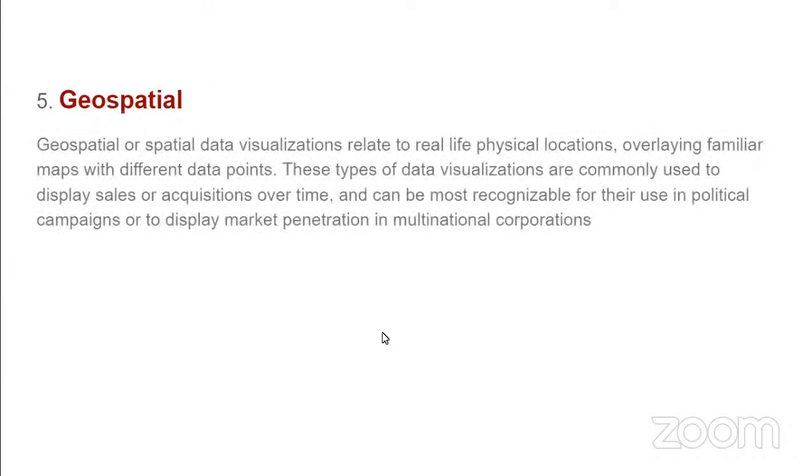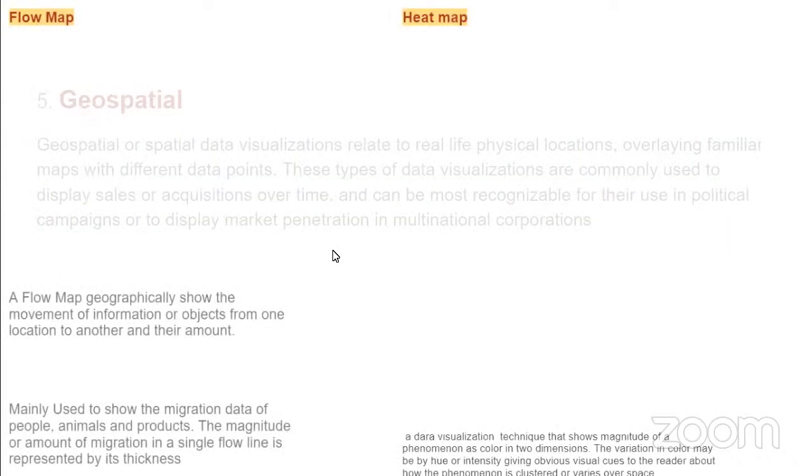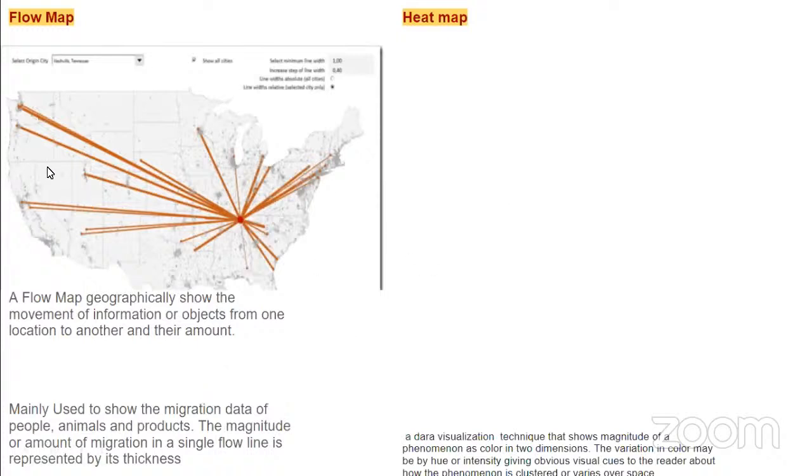Another type is your spatial visualization, also called geospatial, which relates to real-life physical locations, overlaying familiar maps with different data points. These types of data visualizations are commonly used to display sales or acquisitions over time and can be mostly recognizable whether they are used in political campaigns or to display market penetration in multiple corporations. Just going to look at some examples.